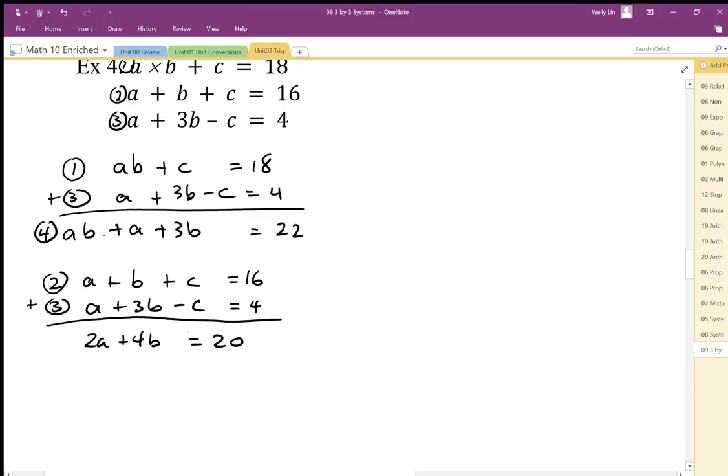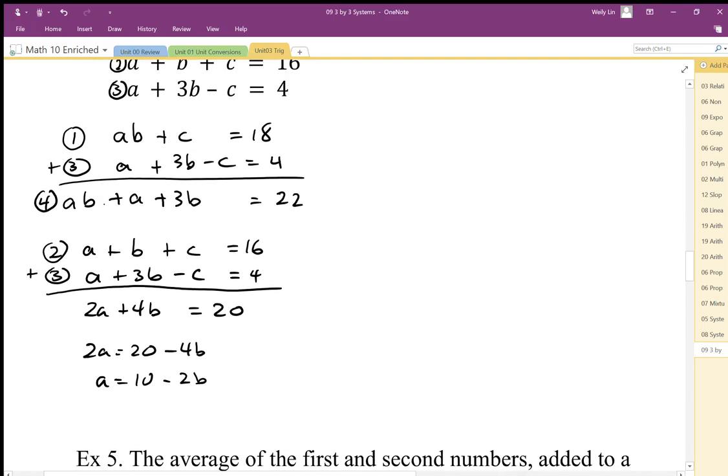And I can simplify this further. I'm going to simplify this and rearrange it to 2A is equal to 20 minus 4B. So A is equal to 10 minus 2B. Now notice that I isolated the A variable, because I'm going to label this equation 5. So this is equation 5 I'm working with.